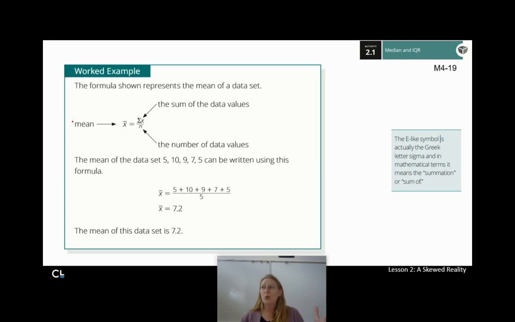But now we have this really cool notation where we have X bar for our mean, and then we use sigma X for the summation. So I'm not writing this plus this plus this plus this. We're just going to write sigma X, and we'll divide by n, our number of values.